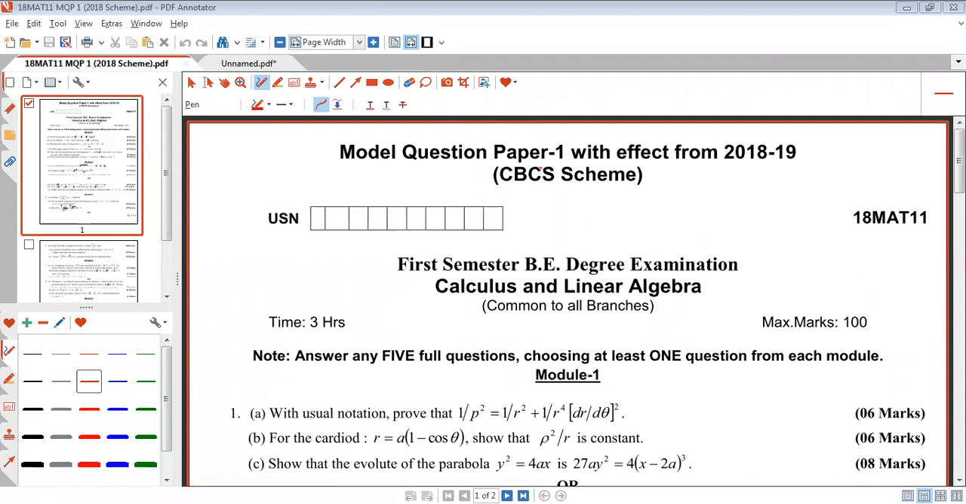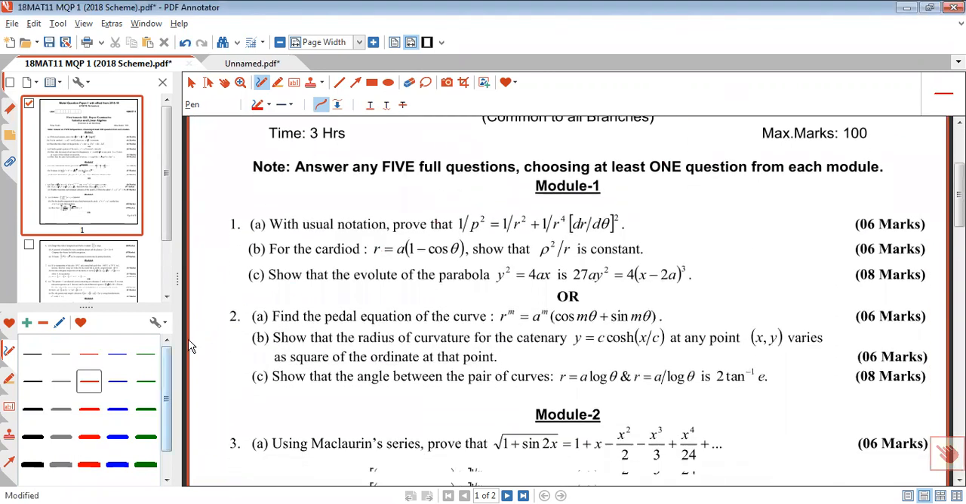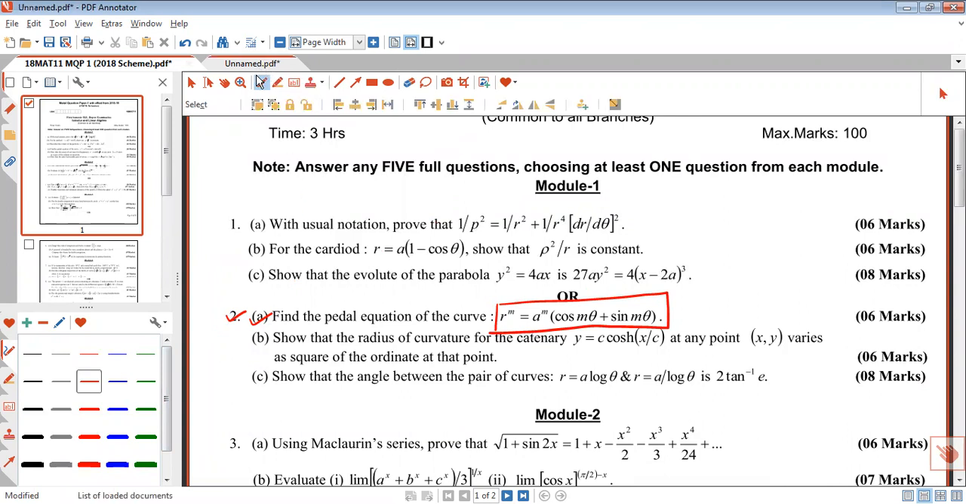From the model question paper number 1 of 18 Mat 11. Question number 2a. Find the pedal equation of the curve r to the power m is equal to a to the power m times cos m theta plus sin m theta. The first question in question number 2. Let's solve this question.